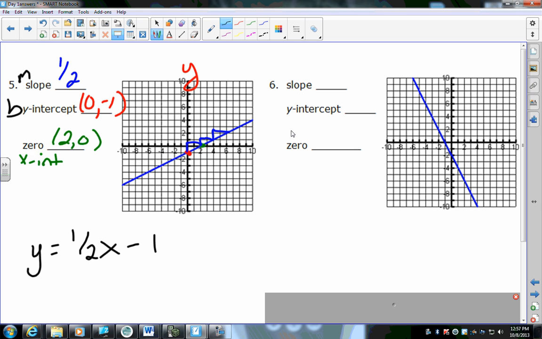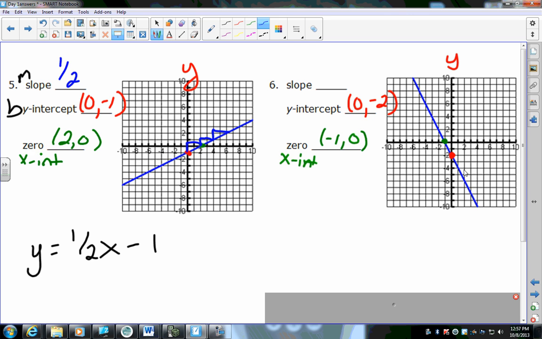On number 6, same thing. Look and let's find the y-intercept on the y-axis. There's my point. It is 0, -2. Then it asks for my 0, which is my x-intercept. I think it crosses right here at -1, 0. So I need to test this out and see if it works, because if it works, my rate of change, my slope will be the same.